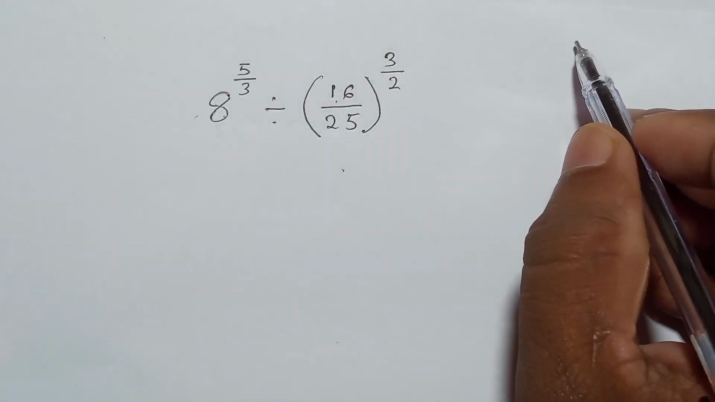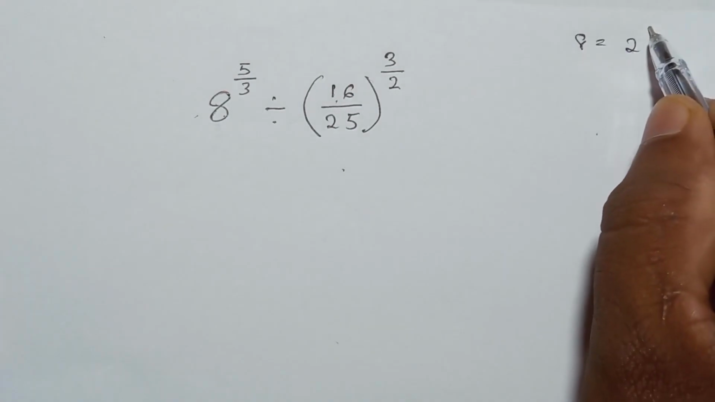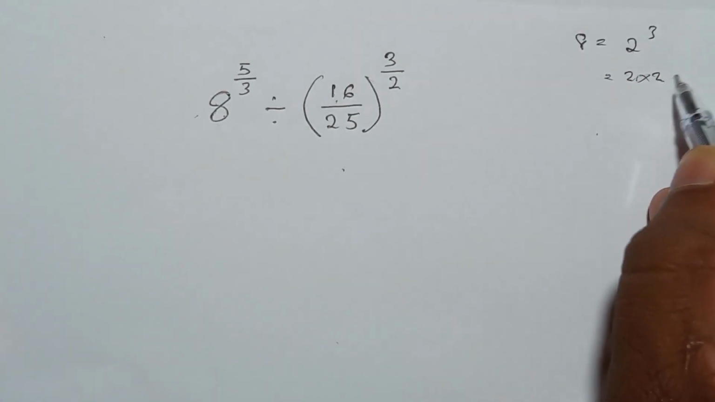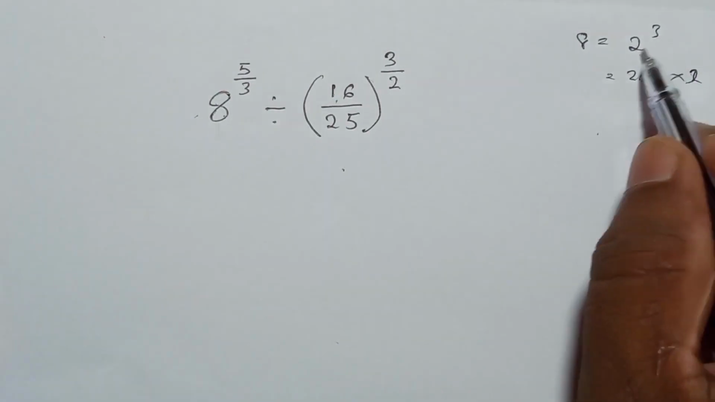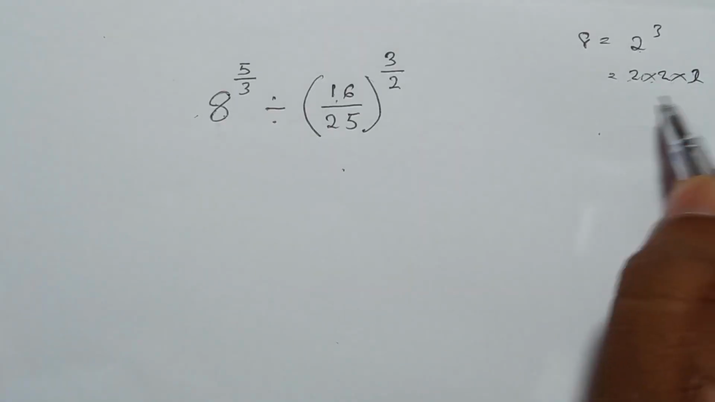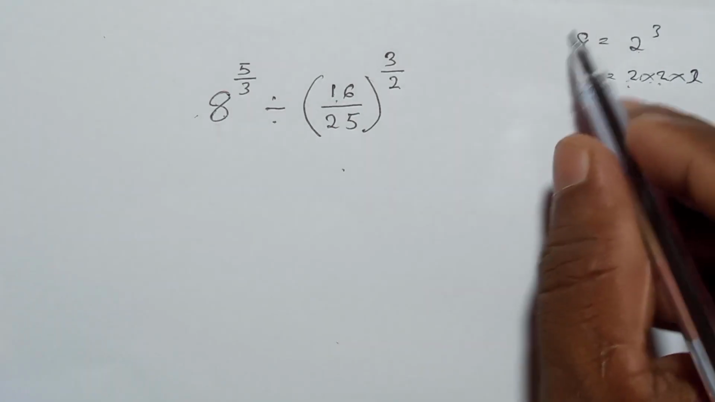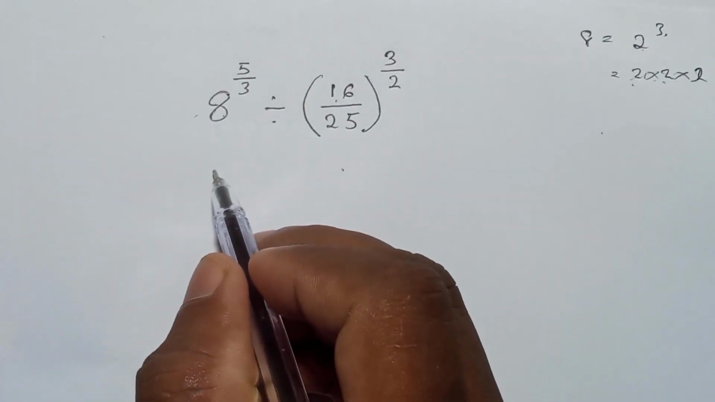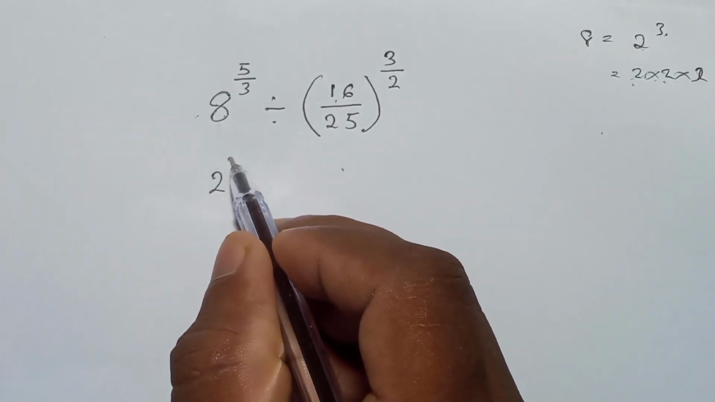Now 8 is actually 2 to the power 3, right? 2 to the power 3 means 2 into 2 into 2. It means you write 2 three times with multiplication: 2 into 2 is 4, 4 into 2 is 8. That means 8 you can write as 2 to the power 3. Try to get this idea, it's not a big deal. Okay, now I'll write 2 to the power 3 for the 8.